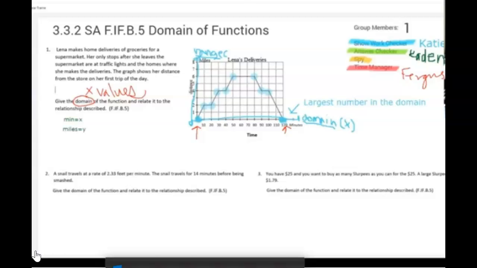Okay. Now I'm gonna go back to draw. Okay, so smallest number is the domain. Okay.